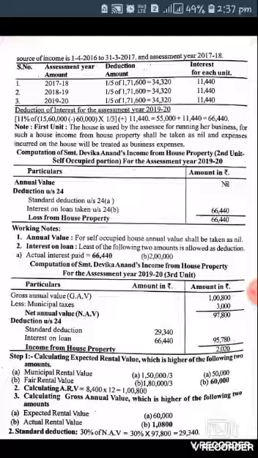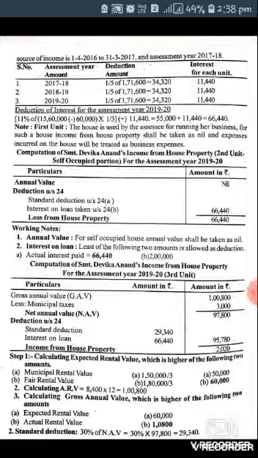So for each unit, the amount is 11,440. For the consecutive years up to 2018-19, the same interest is paid, and for the deduction of interest for the assessment year 2019-20, it is 11% of 15,60,000 minus 60,000, into 1/3, plus 11,440. Here 55,000 plus 11,440 equals 66,440.